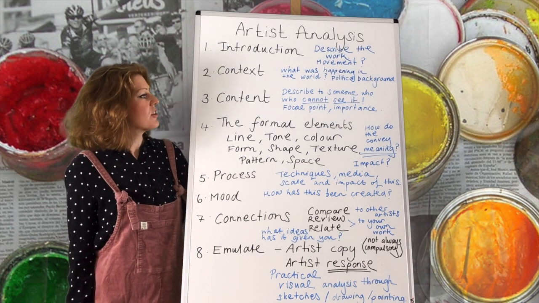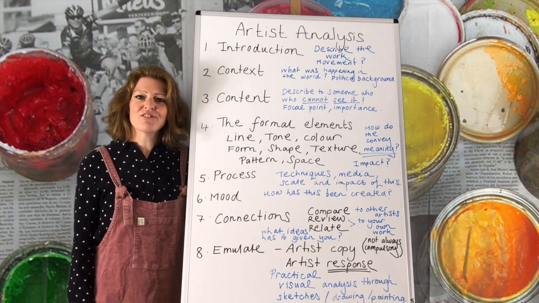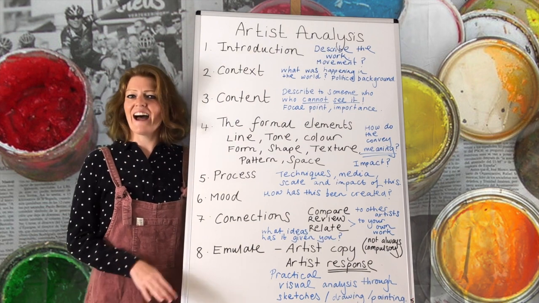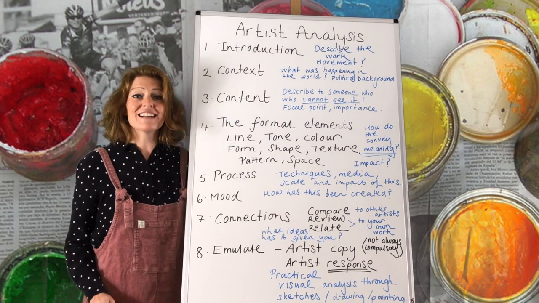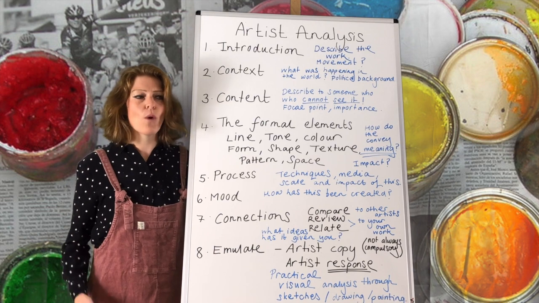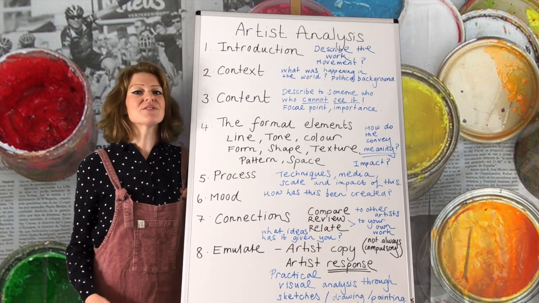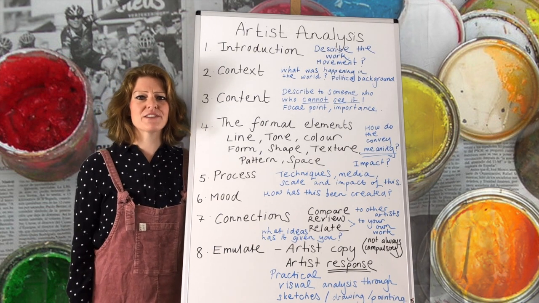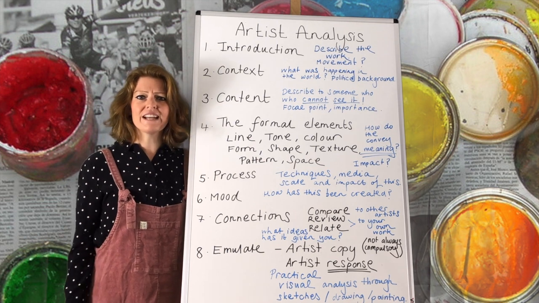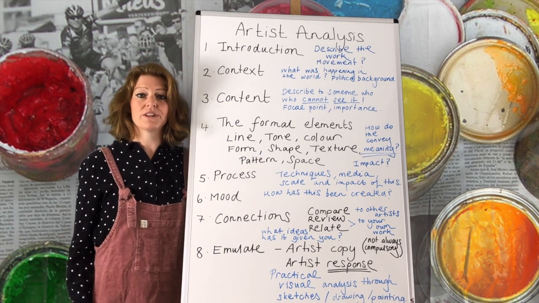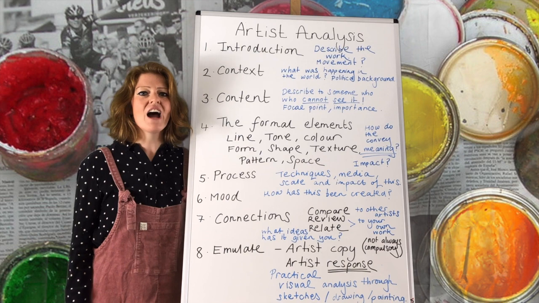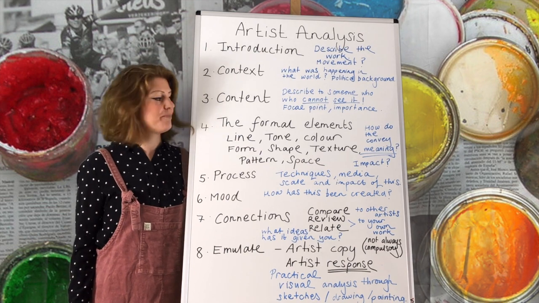Number 3, content. Describe the artwork to someone that has never seen it before and cannot see it. Exactly what are we looking at? So this is a really highly descriptive piece of writing that really explains what the focal point is, what the important parts of the artwork are, and exactly what we're looking at.